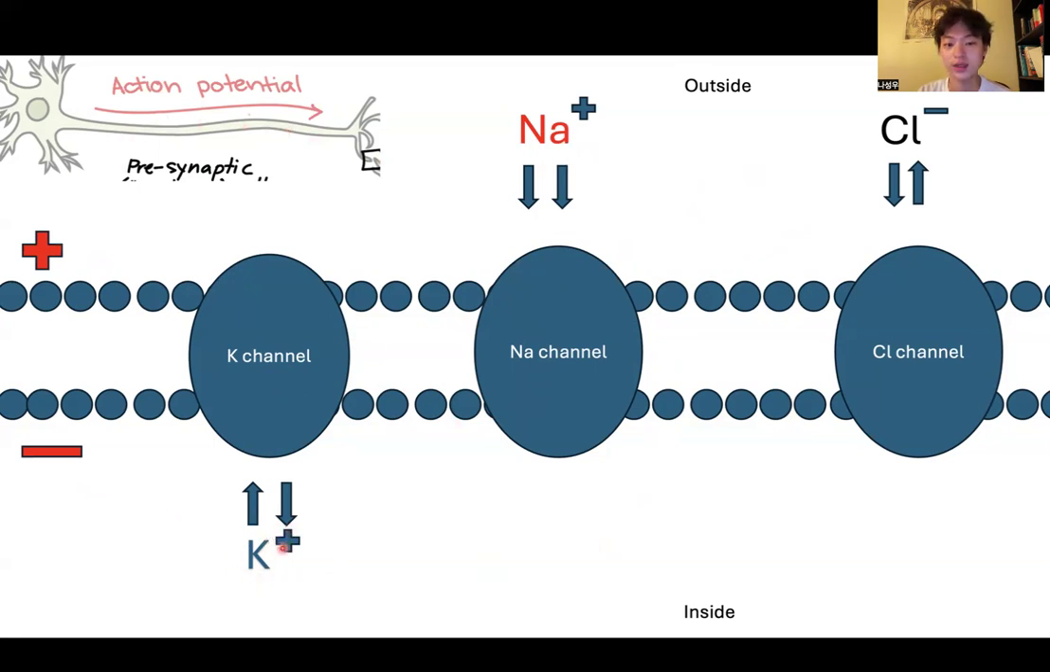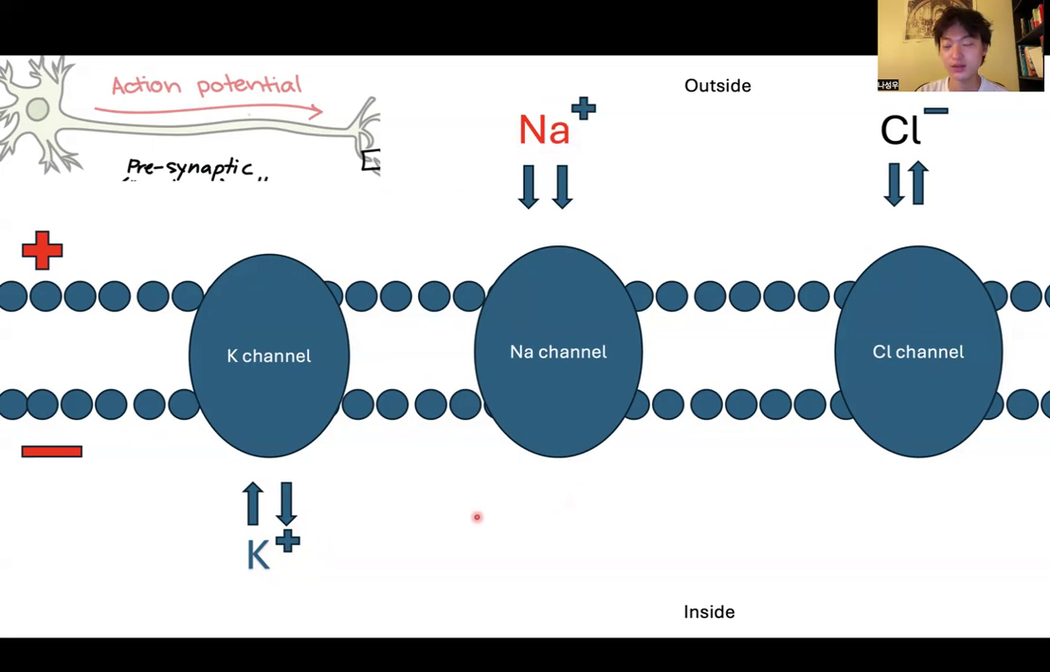There are two factors that affect these ions' movements. The first one is diffusion. High concentration to low concentration. They want to move to the lower concentration. Potassium is in high concentration on the inside compared to the outside, so it wants to move to the outside. Sodium has a high concentration on the outside, so it wants to move to the inside.